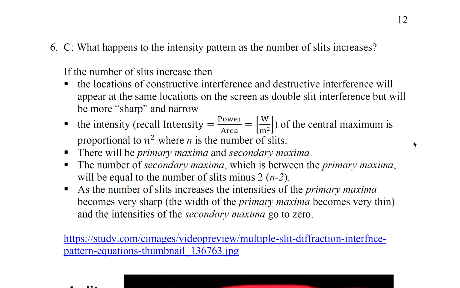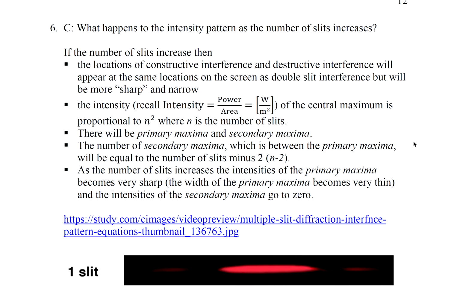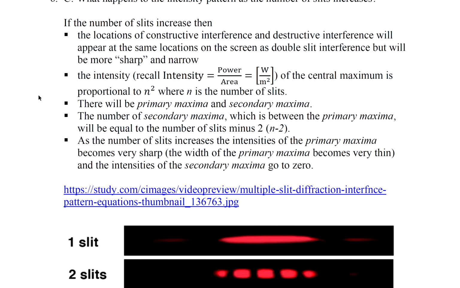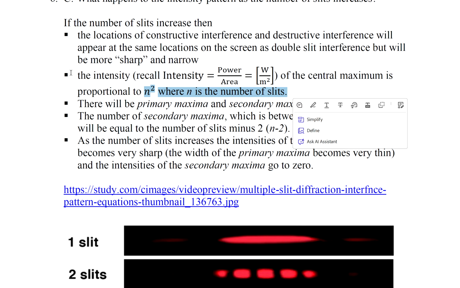What happens to the intensity pattern as the number of slits increases? So we're going to go from 2 slits to 3 to 4 to 5. If the number of slits increase, then locations of constructive and destructive interference will appear at the same locations on the screen as double slit interference, but will be more sharp and narrow. The intensity of the central maximum is proportional to n squared, where n is the number of slits.